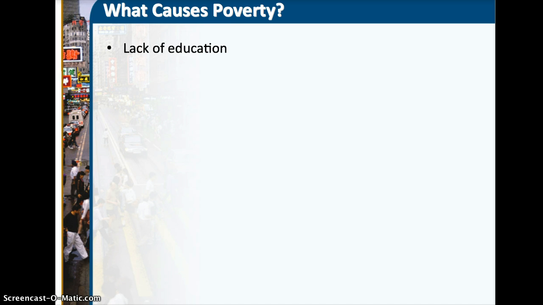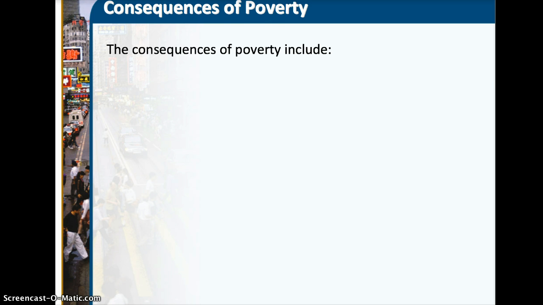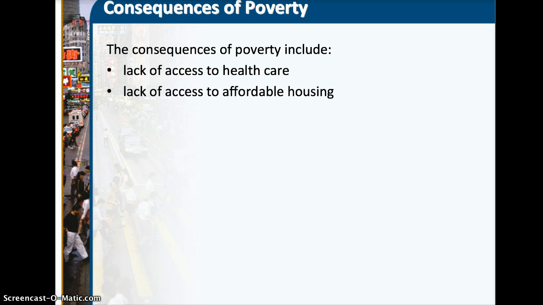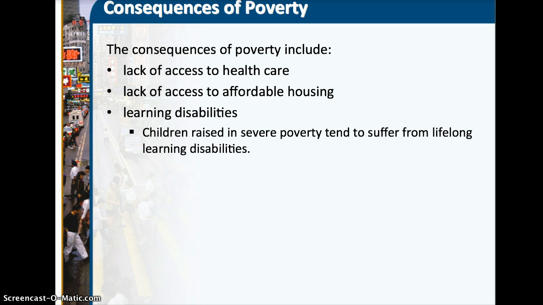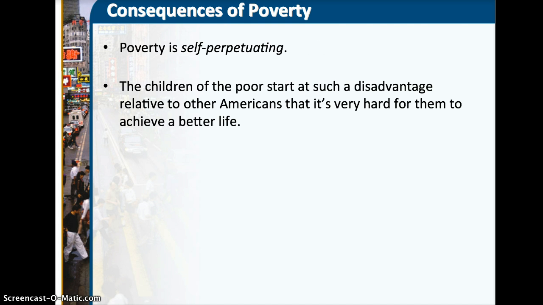What causes poverty? The major causes of poverty include lack of education, lack of proficiency in English, racial and gender discrimination, and lastly, plain old bad luck. The consequences of poverty include lack of access to health care, lack of access to affordable housing, and learning disabilities. Children raised in severe poverty tend to suffer from lifelong learning disabilities. Poverty is self-perpetuating. The children of the poor start at such a disadvantage relative to other Americans that it is very hard for them to achieve a better life.